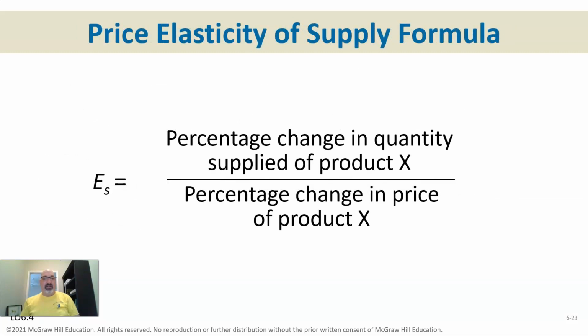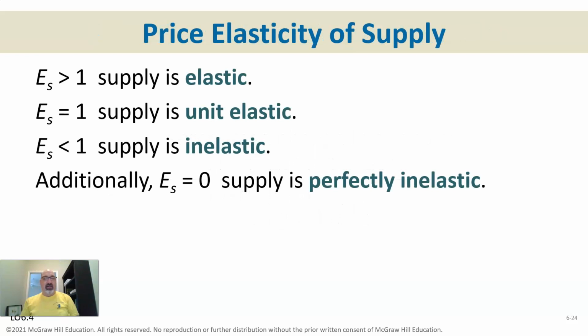This one is now E sub S. It is the percentage change in quantity supplied of product X divided by the percentage change in price of product X. So you'll notice here that it is basically the same as price elasticity of demand, except it is supply. So it's basically just like it was in chapter 3. Supply is basically the same as demand. You just change some things, and it's all basic. It's pretty much the same. It's just the seller side, looking at it from a seller side of it.